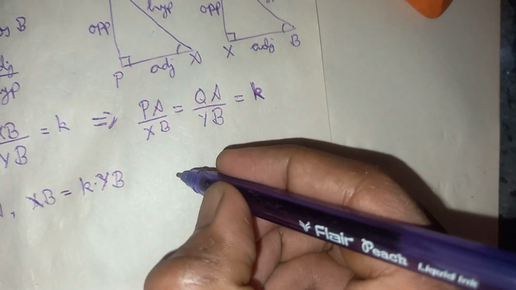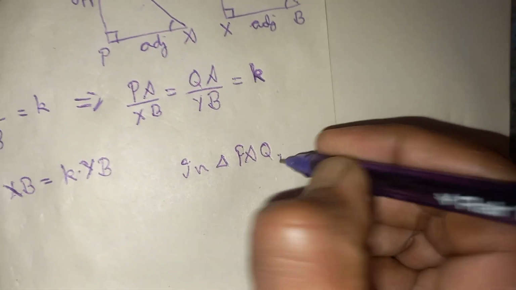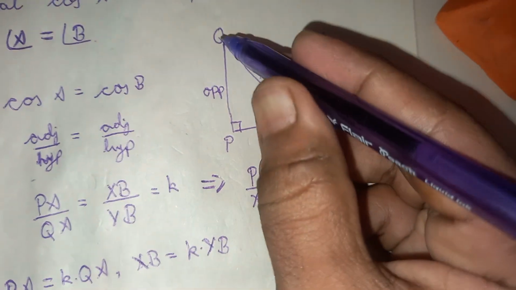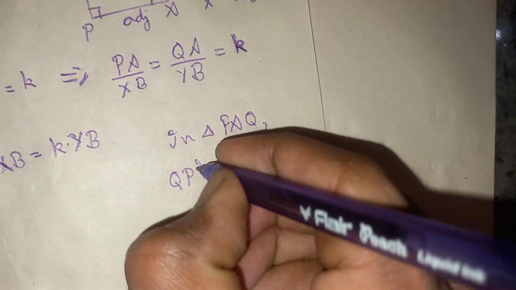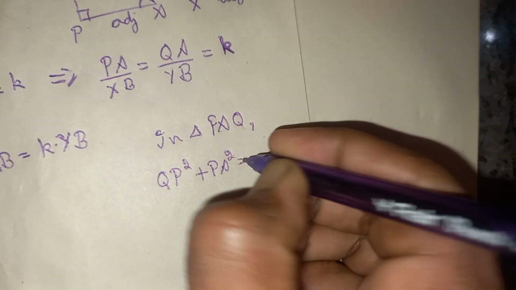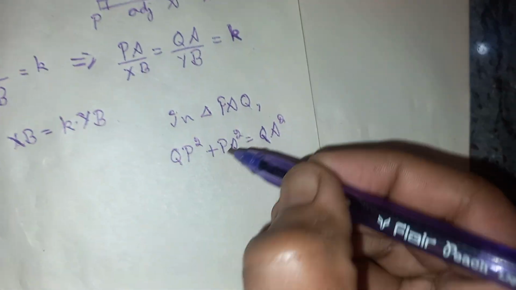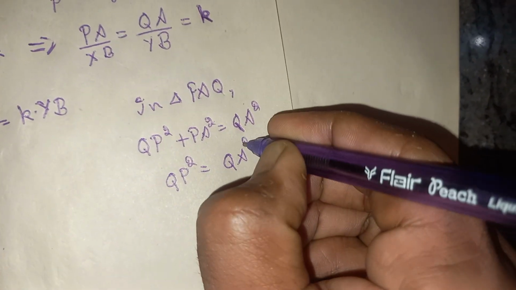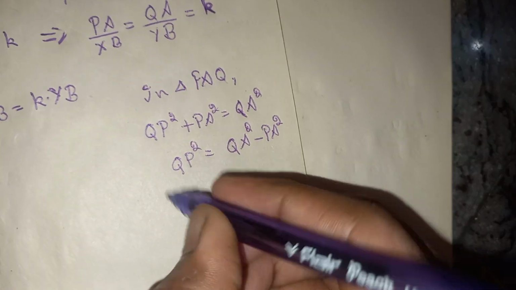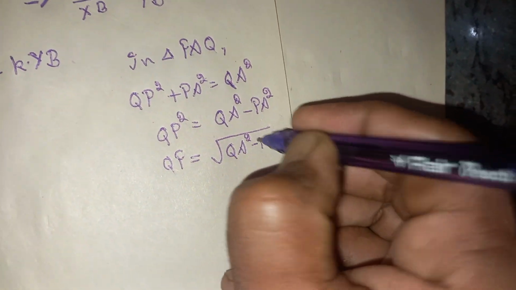Let's prove that. First let's take triangle PAQ. In triangle PAQ, this side square plus this side square is hypotenuse square, that is QP square plus PA square equals QA square. Now we need QP, so send PA to that side. QP square equals QA square minus PA square. Now QP equals root of QA square minus PA square.